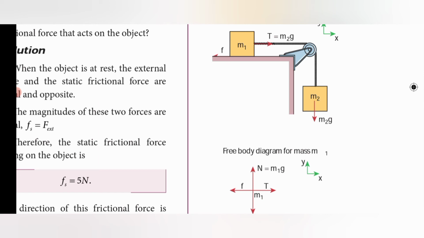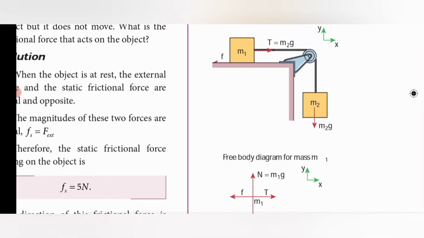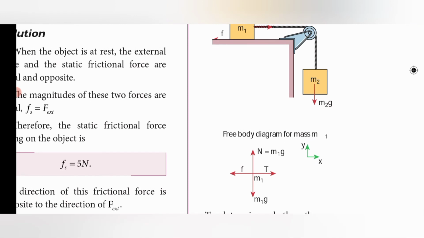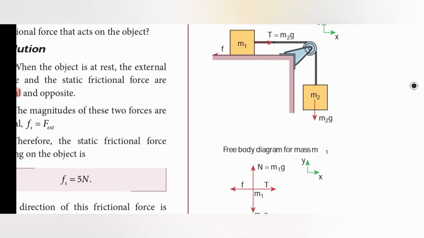So N is equal to m1g, that you know very well, and small f is referred to as the friction here. So that is a static friction. According to this free body diagram, for m2, there is only one downward force acting on it, m2g. So what's the question here?